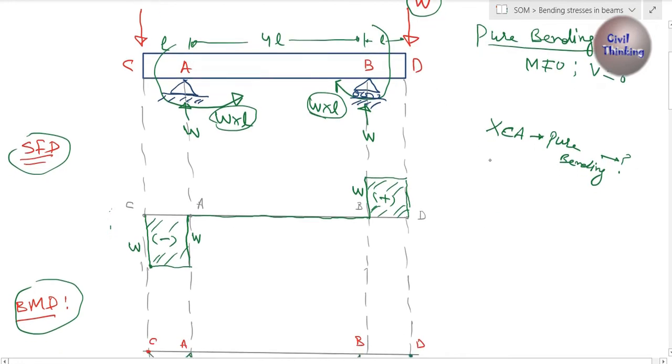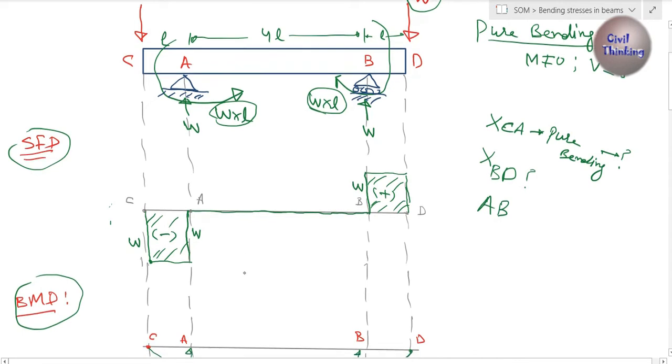Now is BD pure bending? In the BD you can see some shear force, right? So this is also not pure bending. Now we have another section of this beam, AB. Now is AB in pure bending? Is AB a pure bending section?